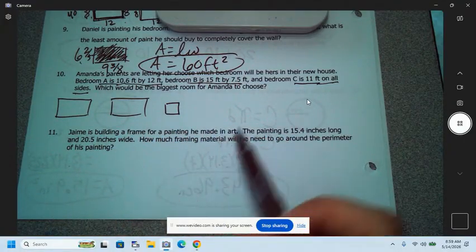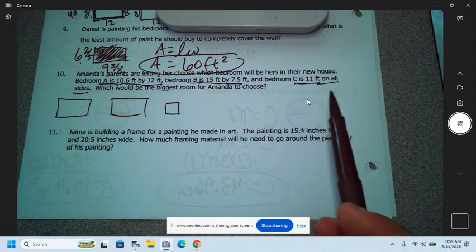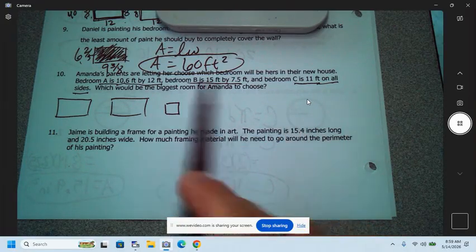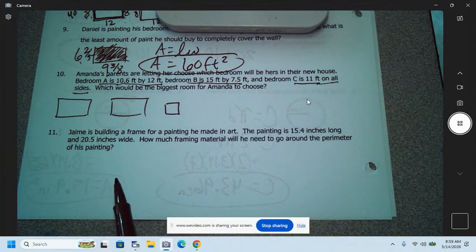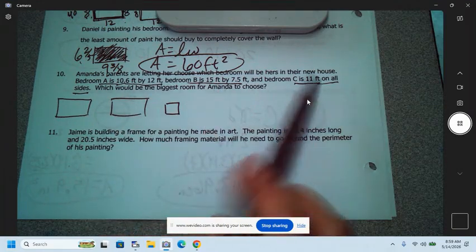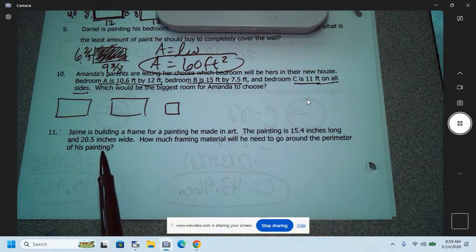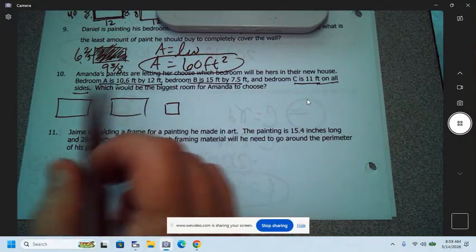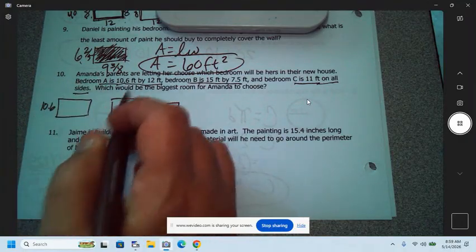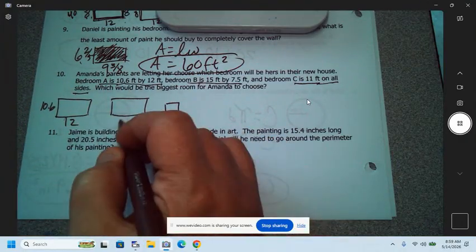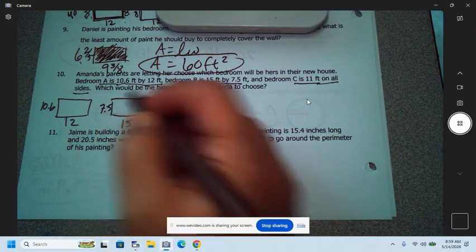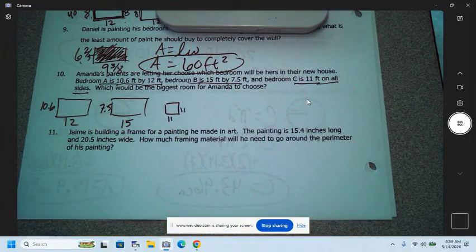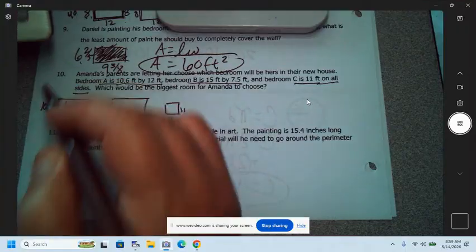When we moved into our house, I let my oldest daughter pick her room first. So she did this exact problem. There were 3 bedrooms to pick from. She looked at the square feet on all of them to see which one was the biggest, and that's the one that she picked.